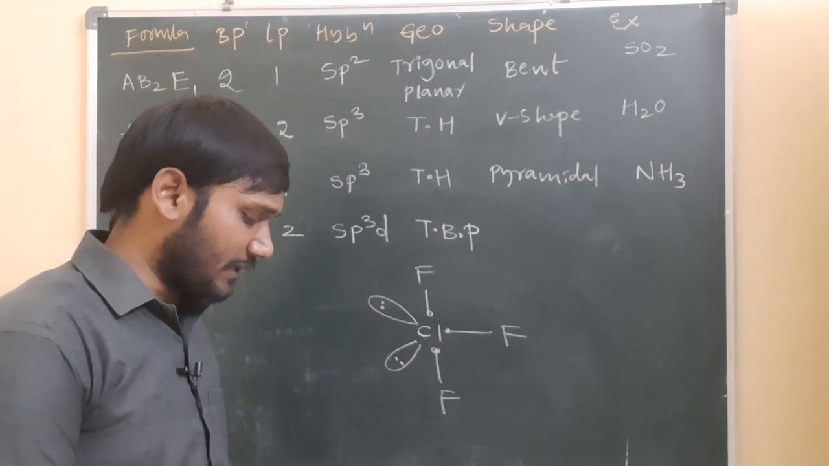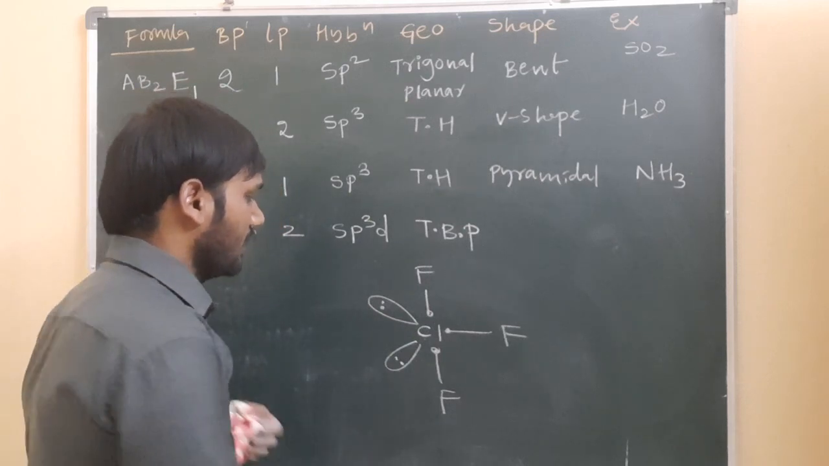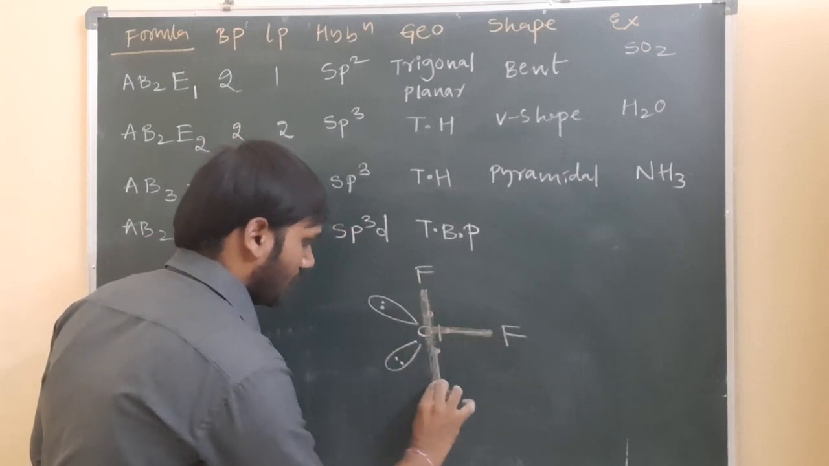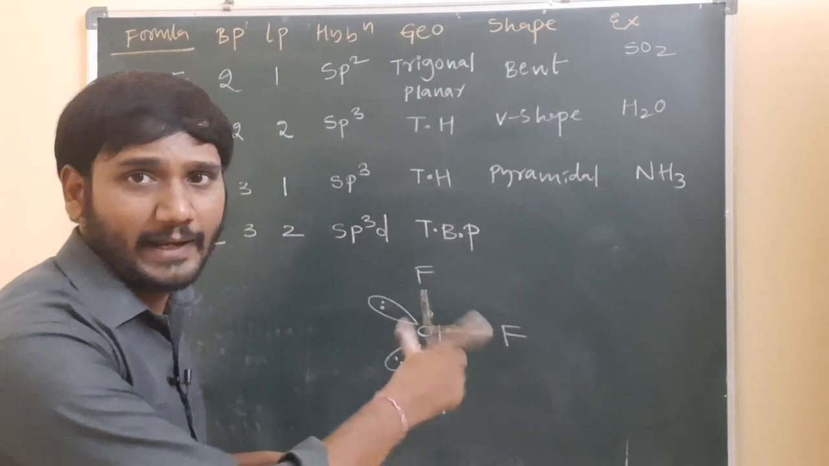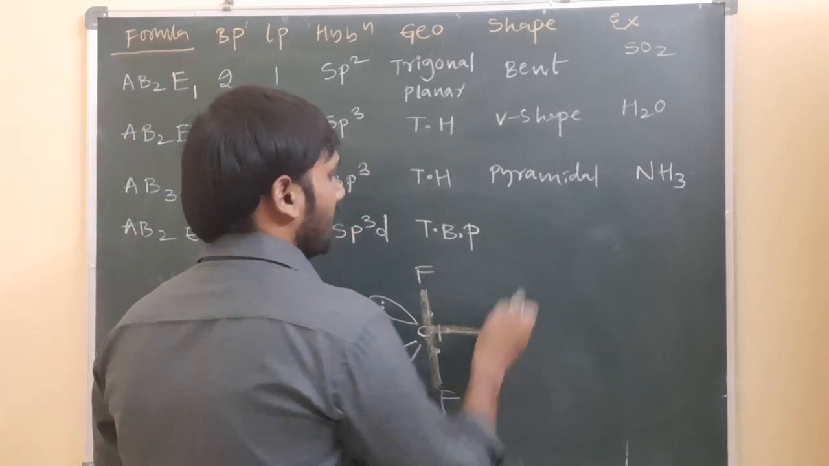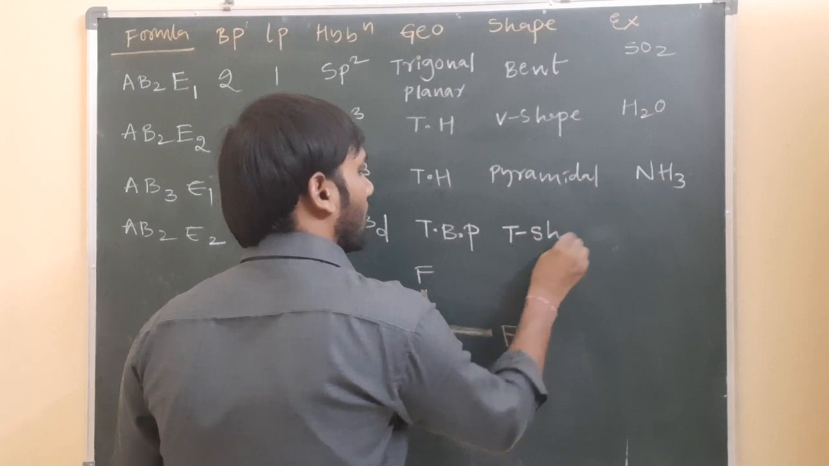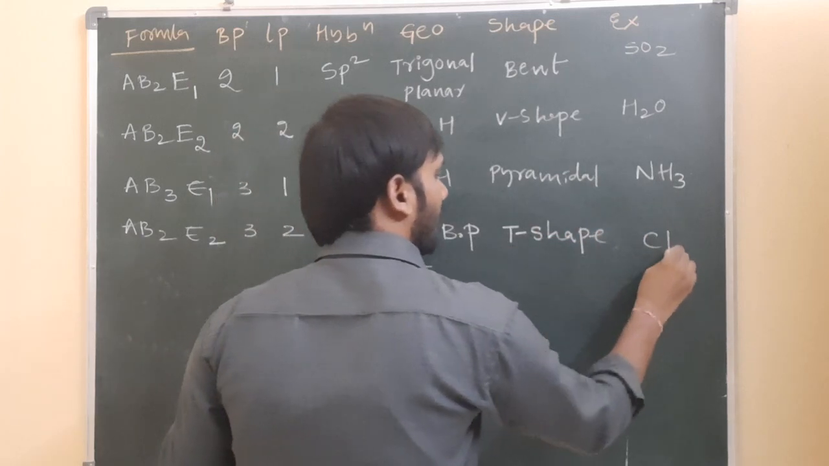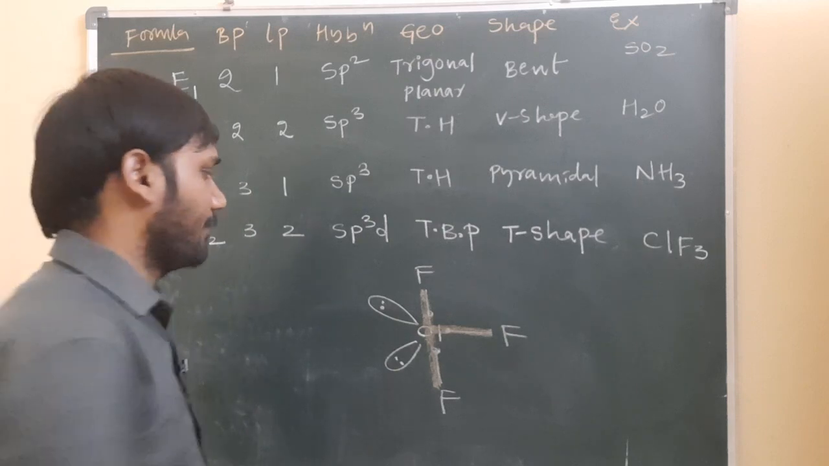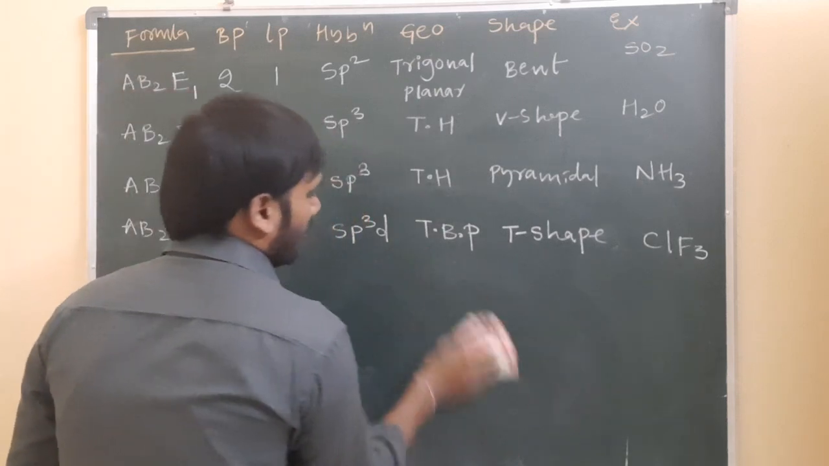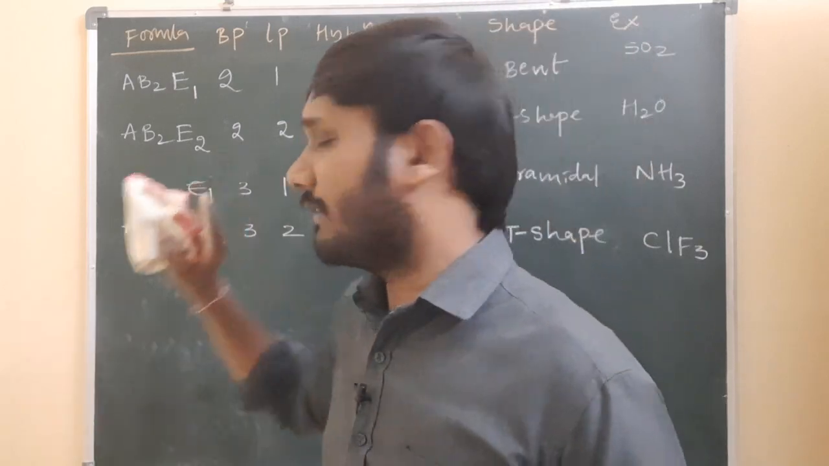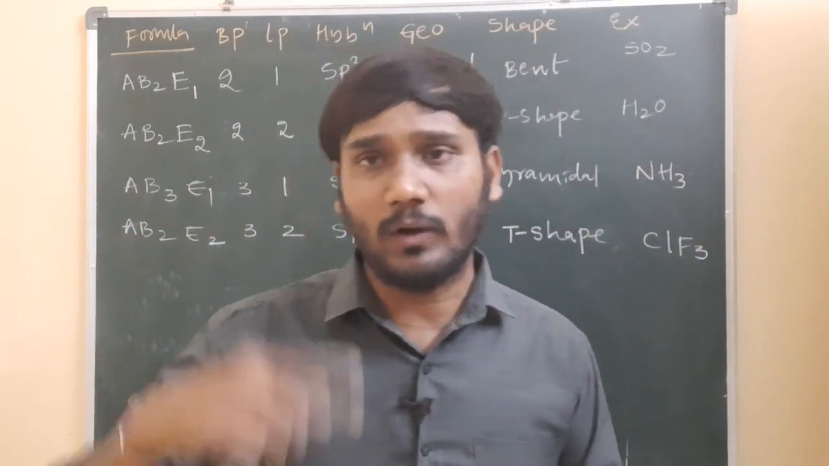If we see the structure of this molecule, this is like a T shape. Clear? This is what shape? T shape. So the shape of the molecule is a T shape. Geometry is trigonal bipyramidal, and the shape of the molecule is a T shape. Example ClF3. This is AB2E2. So AB2E1 completed, AB2E2 completed, AB3E1 completed, AB3E2 completed.